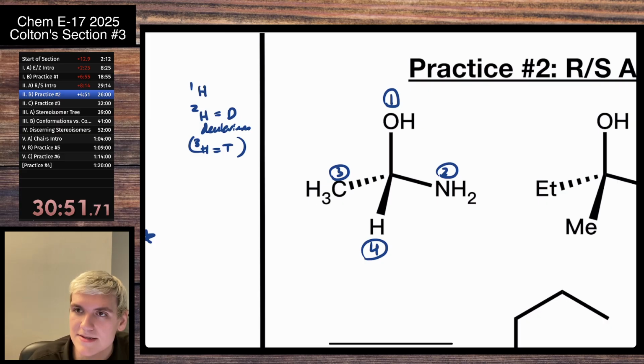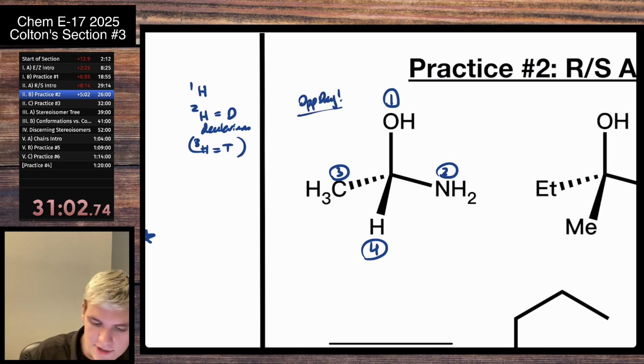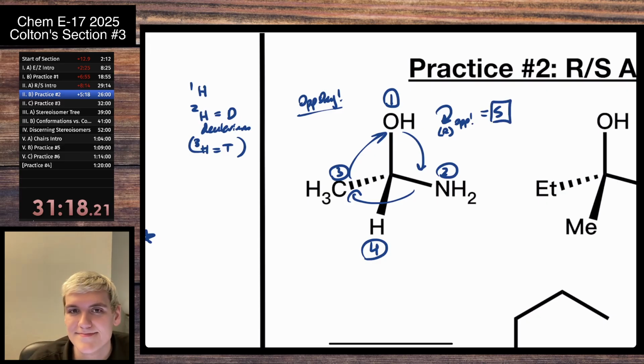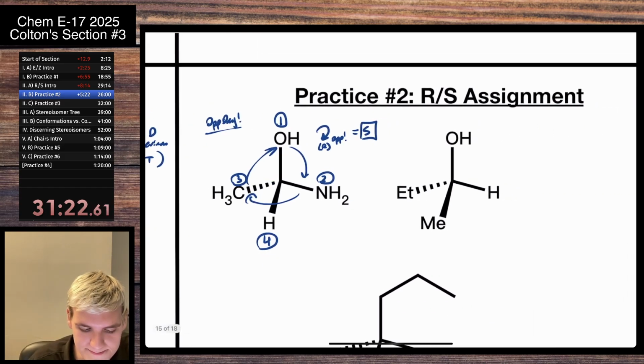So once we've ranked our 4 things, we ask, what mode are we in? Well, we look at our lowest priority group. It's coming out of the page at us. So we are in opposite day. I trace 1 to 2 to 3, pretend like nothing is wrong, like it's not the end of the world. And I trace 1 to 2 to 3, it's clockwise, so we think it's R. But hey, it's opposite day. So instead of being R, it's actually going to be S.